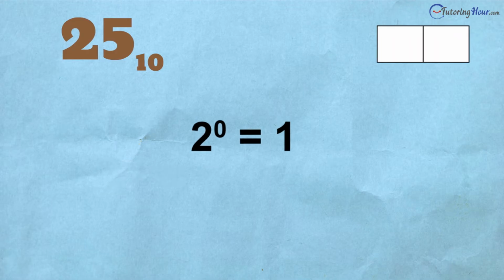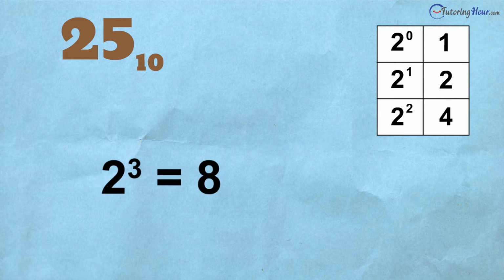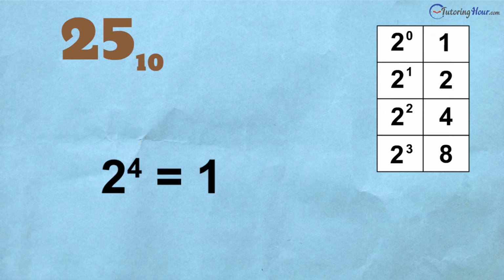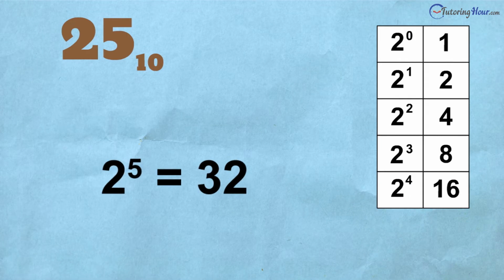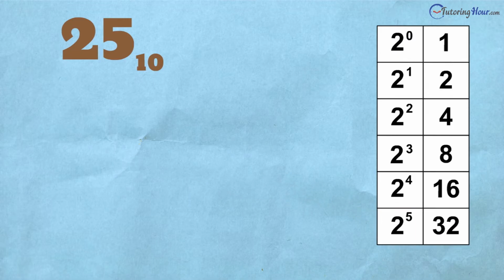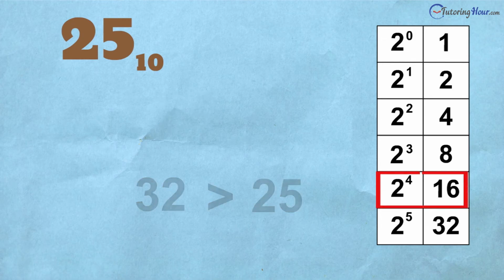2 to the power of 0 is 1. 2 to the first power is 2. 2 squared is 4. 2 cubed is 8. 2 to the fourth is 16. 2 to the fifth is 32. We'll stop here, as 32 is greater than 25, and go with 2 to the fourth, which is 16.